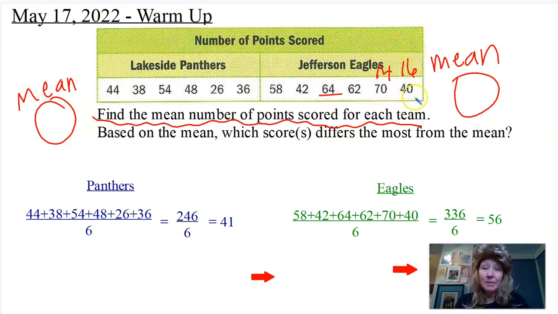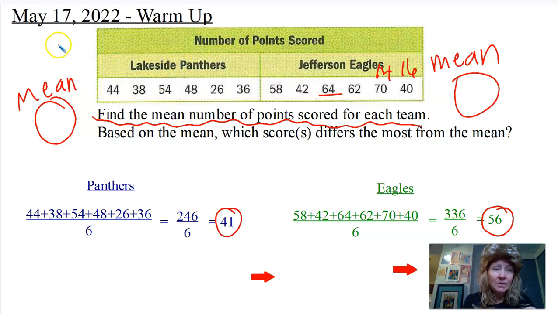So I just picked the biggest number and the lowest number to see how far away it was from the mean. I'm going to do the same thing with the Panthers. We've got 41. The biggest number in this list is 54, so it's 13 away. And then the smallest number in the list is 26, so it's 15 away. So these are 13 and 15 away, and the biggest numbers are 14 and 16 away. So basically, that's sort of an intro to what we're going to do in this lesson.